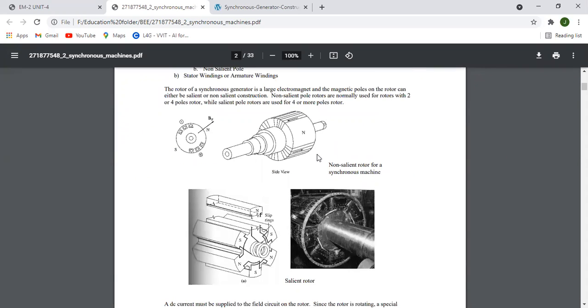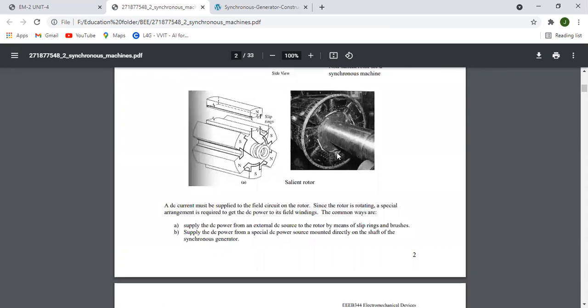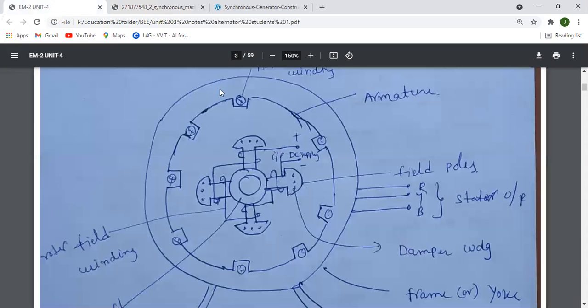And this is the side view of the rotor: the non-salient rotor and the salient rotor. These are the two types of rotors we will see in an alternator.